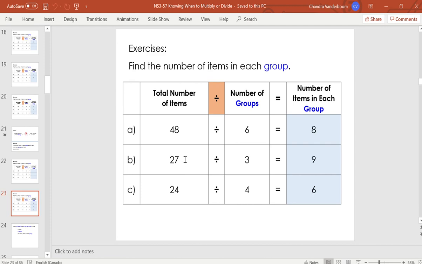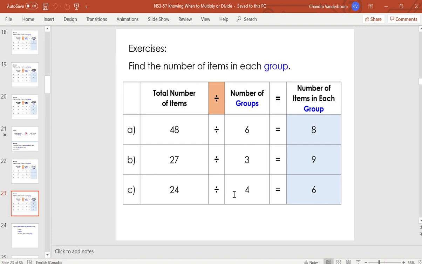We can do the same thing for 27 divided by 3 and 24 divided by 4. That was my mistake. I put all 3 of them on there already, but we have had lots of practice with it, so I think that you're okay with that. 27 divided by 3, if we use our fingers and skip count by 3s, ready? 3, 6, 9, 12, 15, 18, 21, 24, 27, and you have 9 fingers up, right?